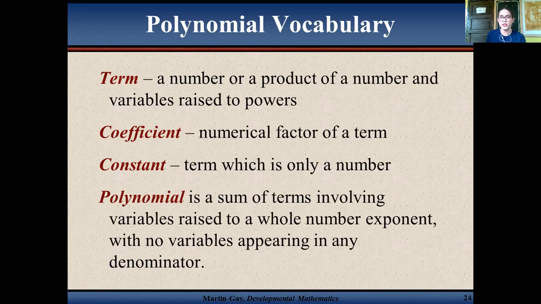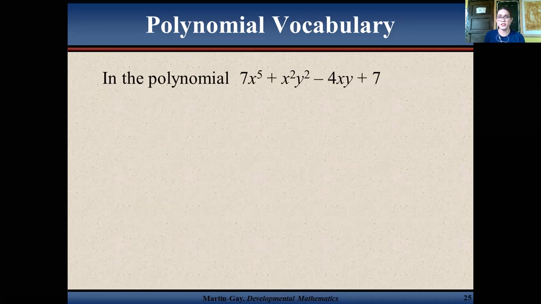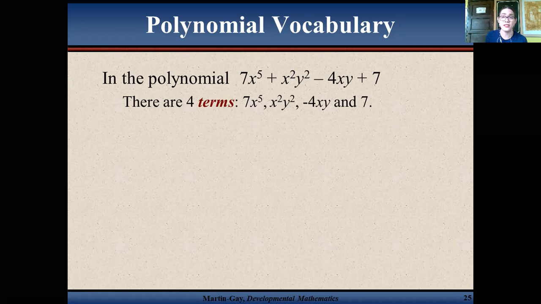In short, a polynomial is the sum of terms involving variables raised to a whole number exponent, with no variables appearing in any denominator. That is what we call a polynomial expression. In the polynomial 7x to the power of 5 plus x squared y squared minus 4xy plus 7, there are 4 terms. Namely, 7x to the power of 5 is the first term, x squared y squared is the second term, negative 4xy is the third term, and 7 is the fourth term, which we call the constant term.